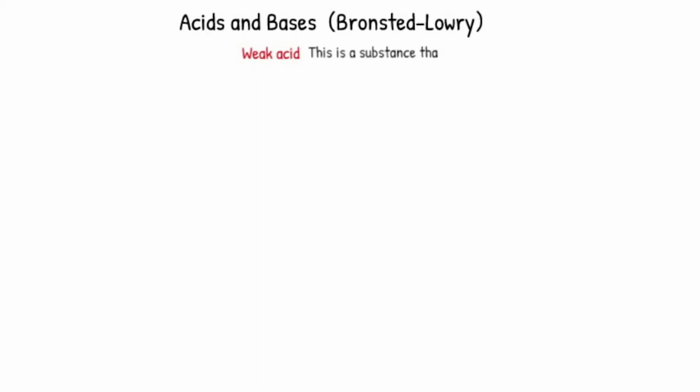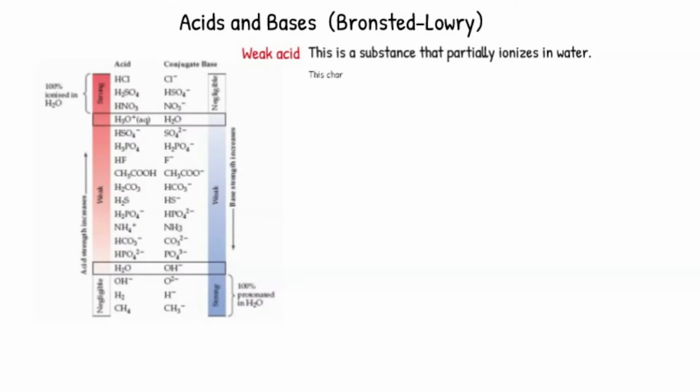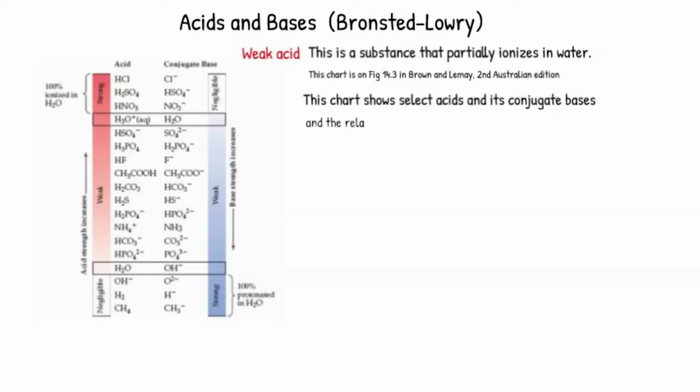Acids and bases. Bronsted-Lowry theory. Weak acid. This is a substance that partially ionizes in water. This chart is on figure 14.3 in Brown and Lemay, 2nd Australian edition. This chart shows select acids and their conjugate bases and the relative strength of these representative substances.